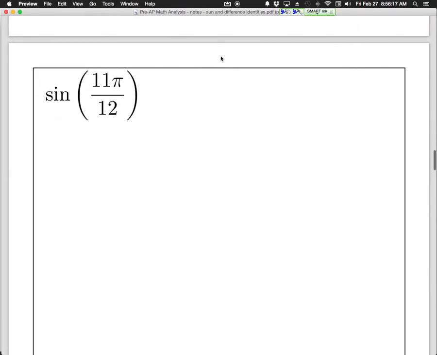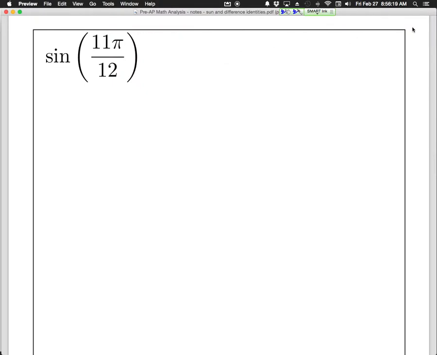Next one. Sine of 11 pi over 12. Right, but what do you want to do first? Change it to degrees. Anybody know how much pi over 12 is going to be worth? How much is pi over 12 worth? Is it 15 degrees? 15 degrees. Why is it 15, Kathleen?